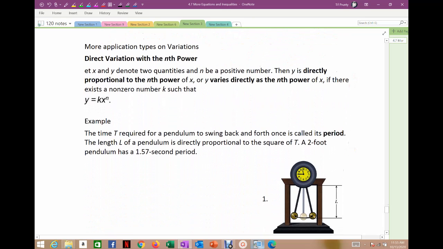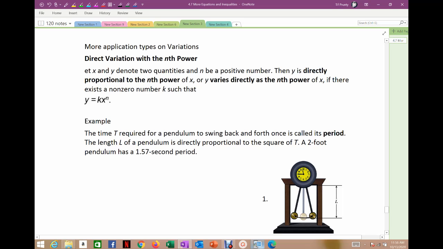And so we're going to do more variations, but instead of just being a single x value, it's going to be an x value to a power. And for us, it's just going to be squared. We're not going to go beyond square. We're not going to cube or anything higher than that. But since it's a power, it's a polynomial type or a rational type. All right, so the first one's a polynomial variation.